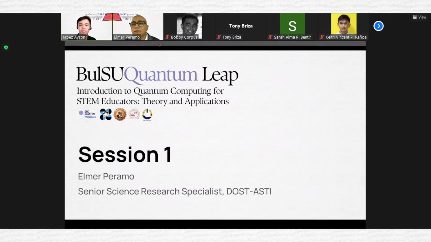So, okay, let me just share my screen. Okay, I'm trying to share my screen. Host is disabled. Okay, great. Sharing my screen right now.